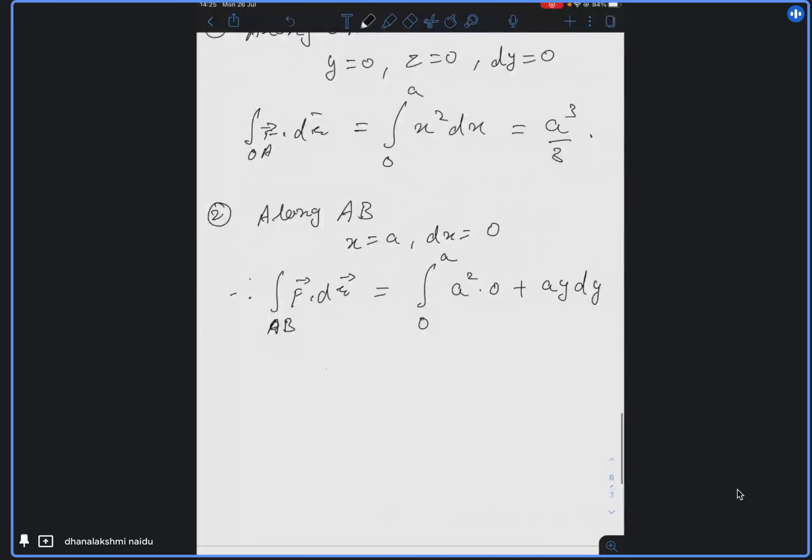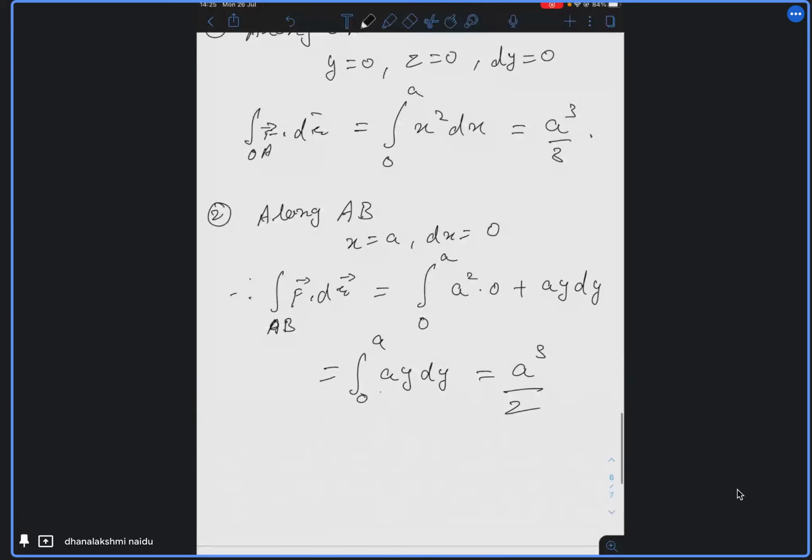So this is what you need to solve: 0 to a, ay dy you need to integrate. Okay, so when you integrate, what you will get? Y square by 2 you will get, already a, so a cube by 2 you will get. Correct?